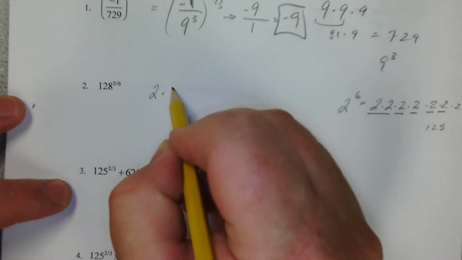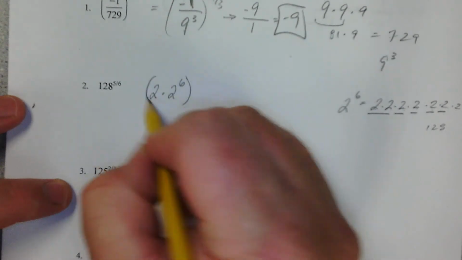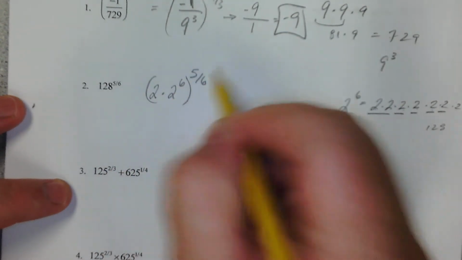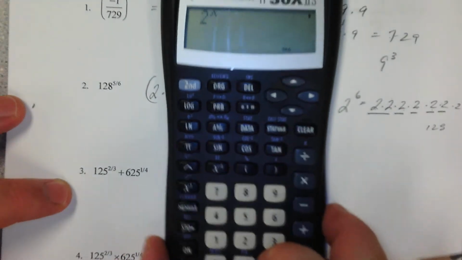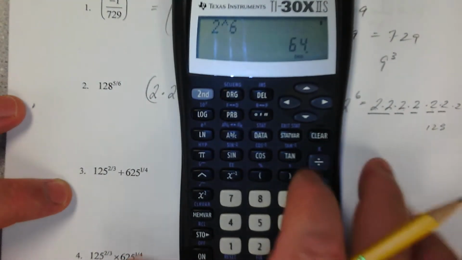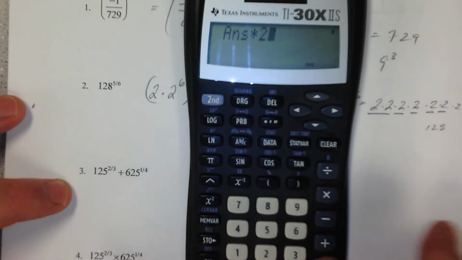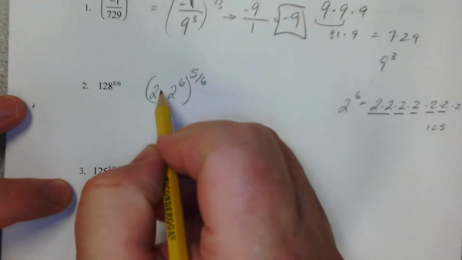So here's what we've got: 2 times 2 to the 6th, all to the power of 5 over 6. So let's just make sure. I want to make sure I got that right because it's Monday. I don't know if I mentioned that. 2 to the power of 6 is 64. So 2 to the power of 7 is 128. So this is correct.